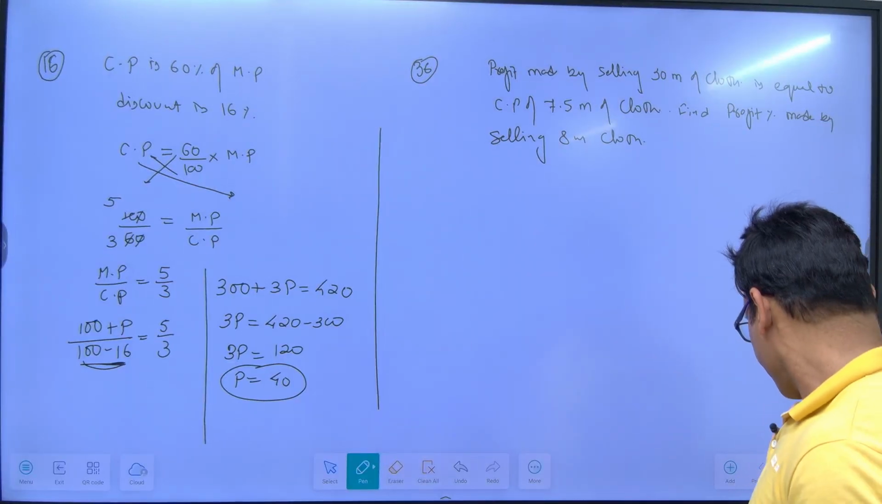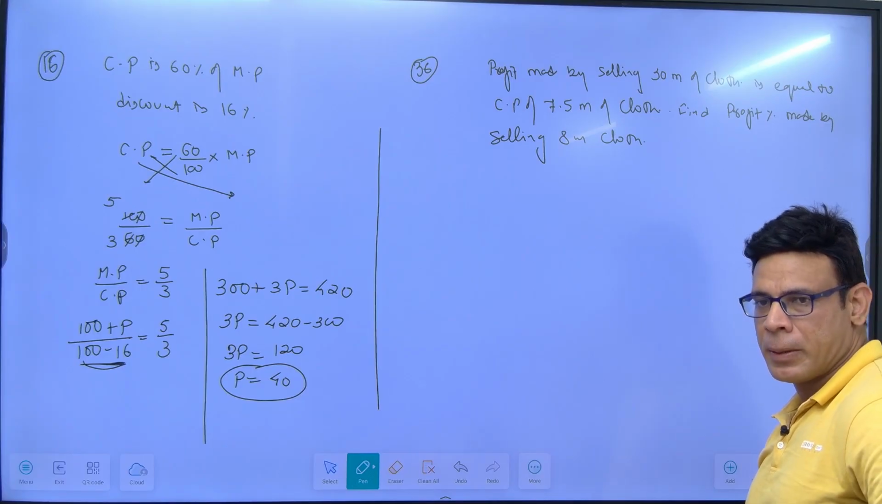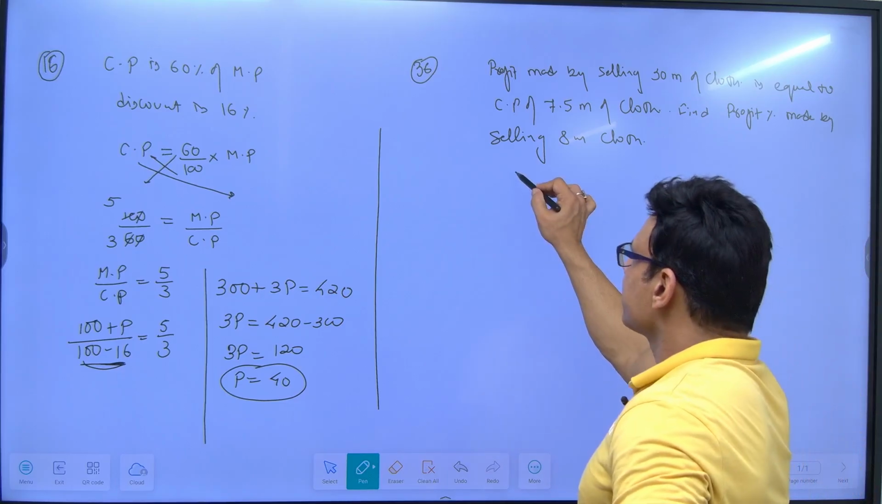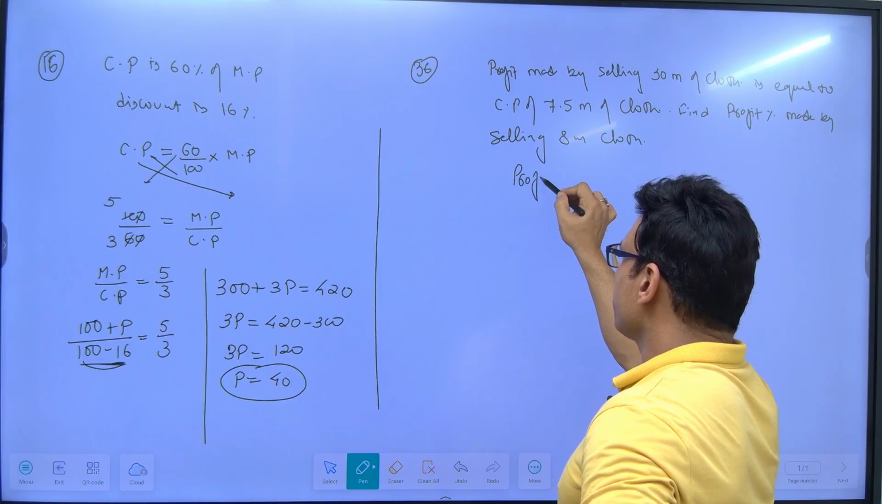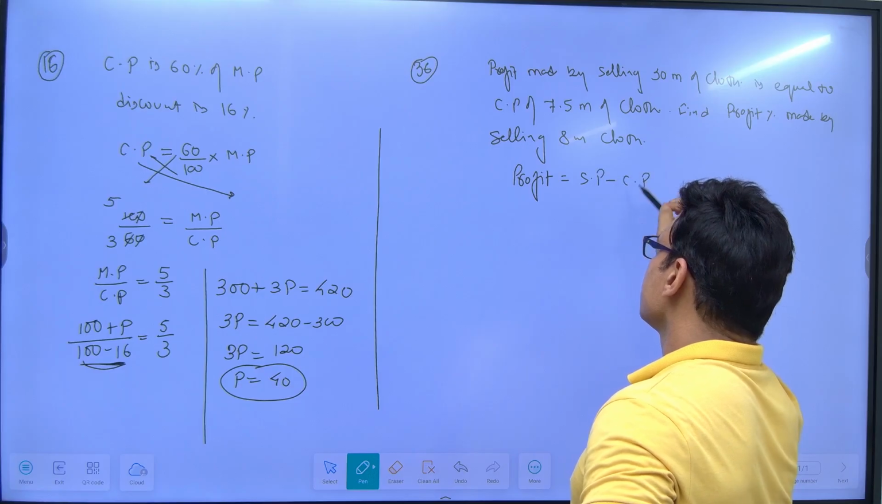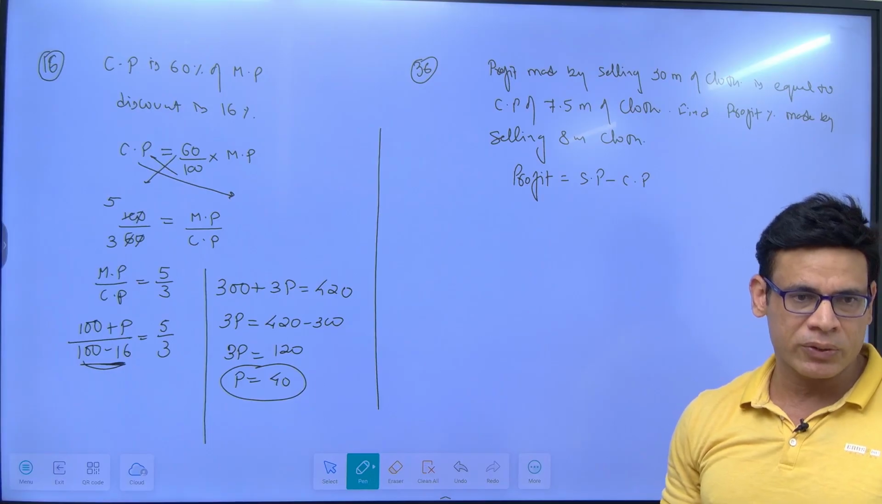First of all, the question clearly says that there is a profit, right? How will you define profit? Selling price minus cost price. Can we say profit is nothing but selling price minus cost price?